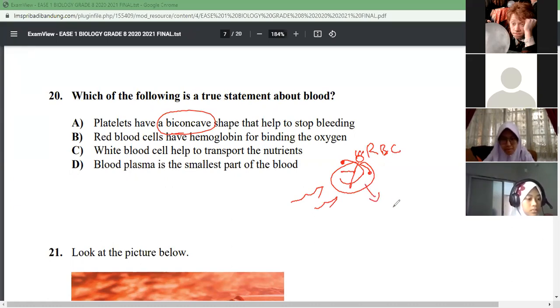Okay, if you see from the side, the shape will be like this. So this is a biconcave. Concave means cekung. Jadi ada dua cekungan, gitu kan ya. So this is the shape of our red blood cell.